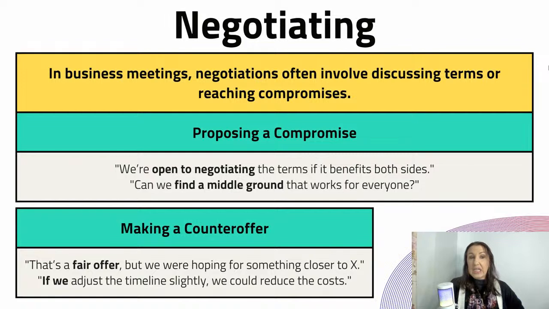For negotiating in business meetings, negotiations involve discussing terms, reaching compromises. So you can say, we are open to negotiating the terms if it benefits both sides, can we find a middle ground? Remember this one, that's very nice. But sometimes you need to make a counter offer. You hear the offer, you don't agree, you want to change it, you make a counter offer.